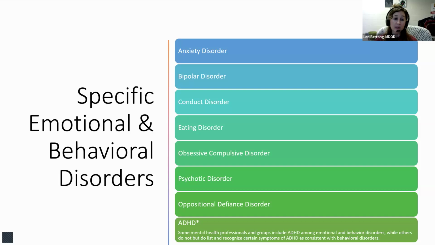You can certainly be working with someone that doesn't have a set diagnosis, but they have some of these characteristics, and that's fine. What we want to do is find solutions that help with some of these things that folks are experiencing, whether or not there is a diagnosis in place.